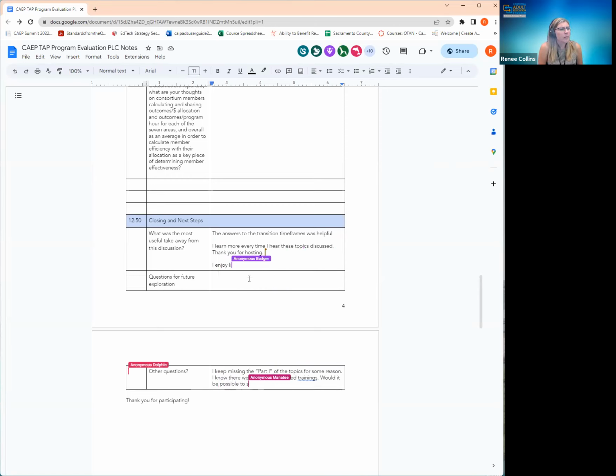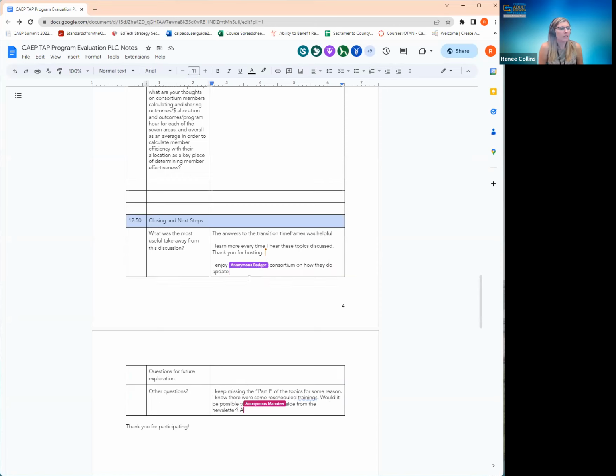I am seeing some comments about missing part 1. If you do miss part 1, there will be recordings available for you after they've been remediated. So we send them away for accessibility assistance, and then once they come back, we post them on our website. So you will have those to reference and learn from. Another resource that Carla was talking about.